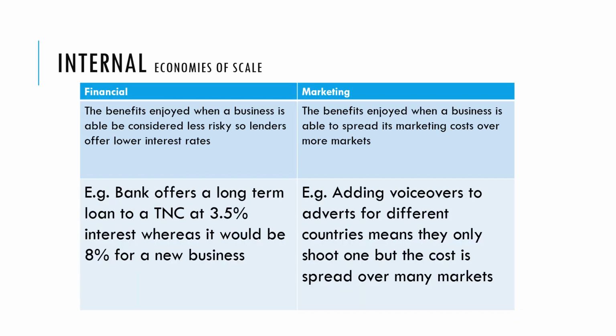Our final 2 are financial and marketing. As a business grows in size, it might be considered less risky by banks, so they may offer us lower interest rates. And marketing: as we grow in size, if we make one TV advert, for example, which we can use in different markets, it effectively lowers the average cost of attracting customers.